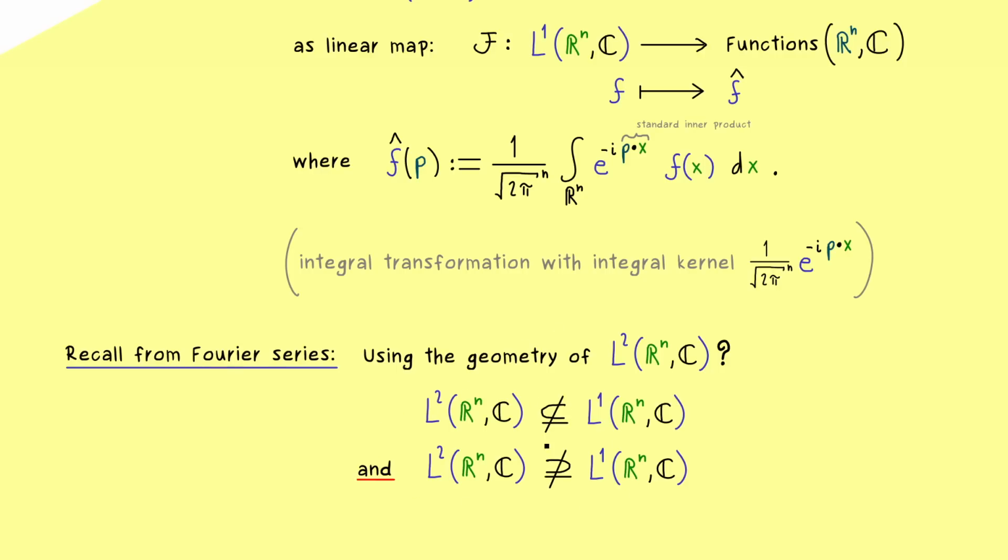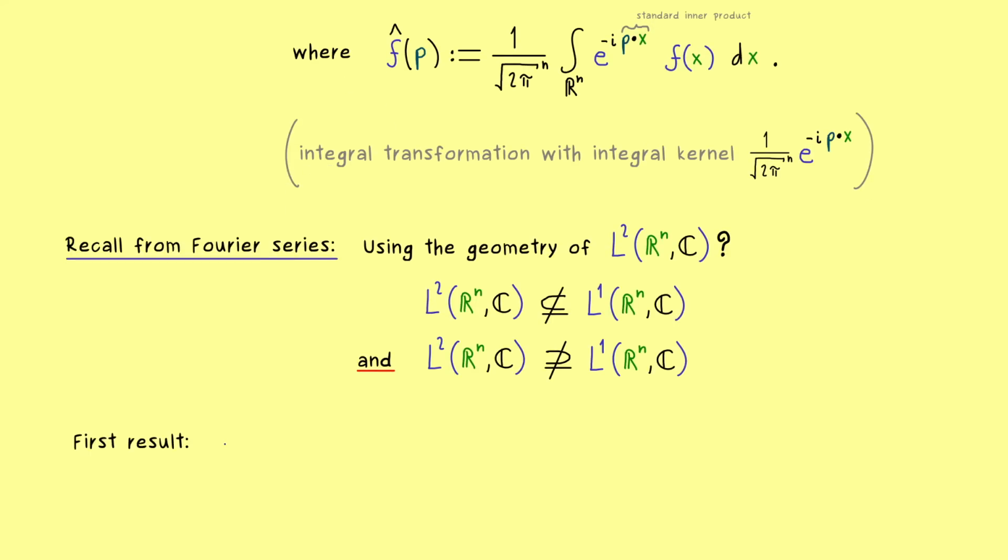When you see the Fourier transform somewhere, you also have to check the domain of definition given there. And here we will first start with the case that the domain of definition is given by L1. And for that, as already mentioned, the first result is that the output is always a continuous function. More precisely, we also get that f hat is a bounded function.